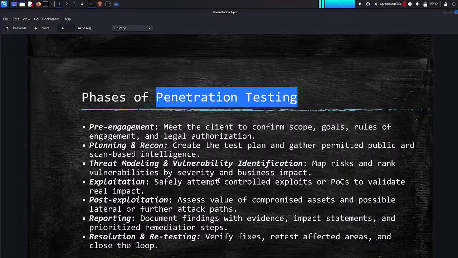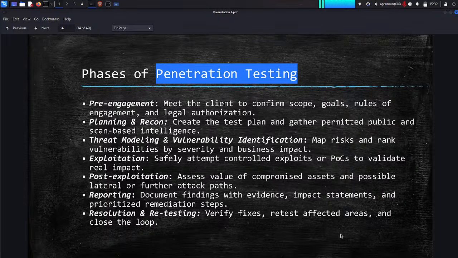Okay, nice. So next, let's move to the phases of penetration testing. Pre-engagement, meet the client. Okay, so we have done this. Now we will be discussing the major. Let's see the duration of the stream. It's around 2 hours. Okay, no problem.